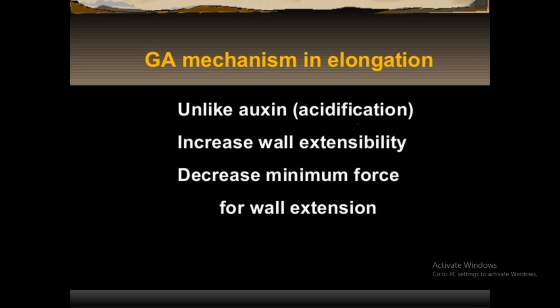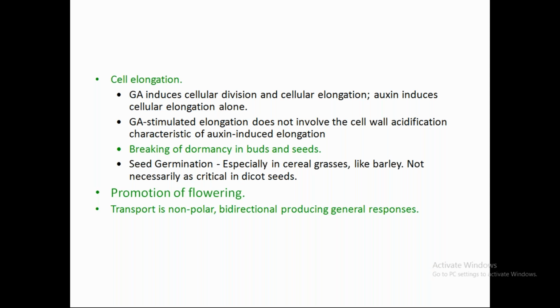Gibberellic acid helps in the elongation. They increase the elasticity of the cell and they help in the elongation process. They help to break the dormancy. When we are sowing the seeds, some of the seeds get germinated, but some seeds are not able to germinate. And to break the dormancy of the seed, gibberellic acid is given. Dormancy is the inactive form of the seed. To break the dormancy, gibberellic acid is given to the plants. It helps in the promotion of flowering.